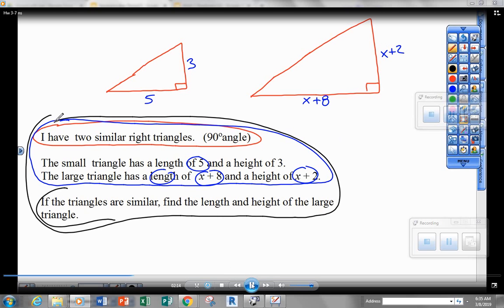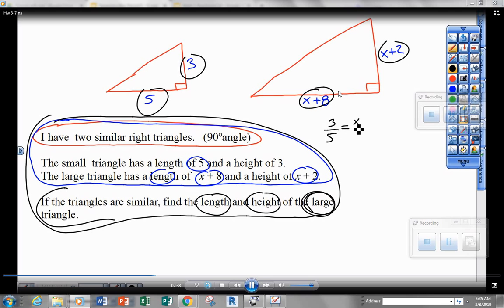So for this, since these are similar, I'm going to set this up as an algebraic ratio. I'm going to set up from top to bottom. I'm going to go 3 over 5, and I'm going to stay consistent with my ratio. If I go 3 over 5 with this similar triangle, I'm going to stay consistent and go x plus 2 over x plus 8 with the other triangle. And then once I get that, I'm going to crisscross multiply. 5 times x plus 2, 3 times this x plus 8. It's going to end up being a double distribute problem.